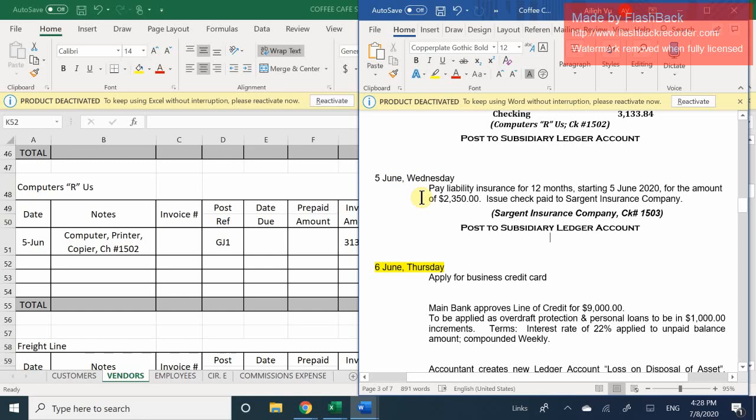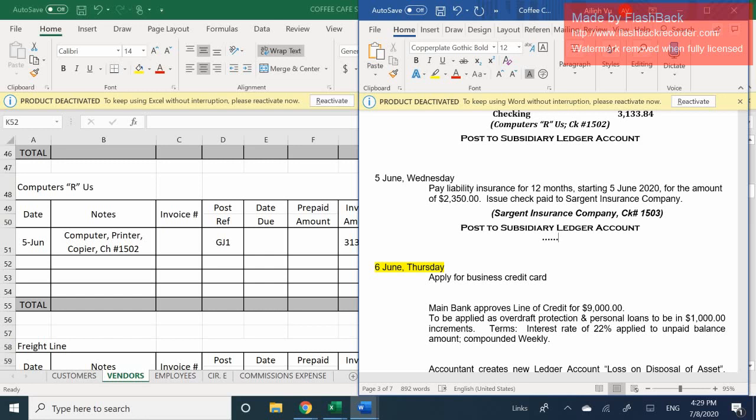Okay? So on the 5th of June it says you paid liability insurance for a 12-month insurance plan, starting on the 5th of June, for the amount of $2350, issued the check paid to Sargent Insurance.